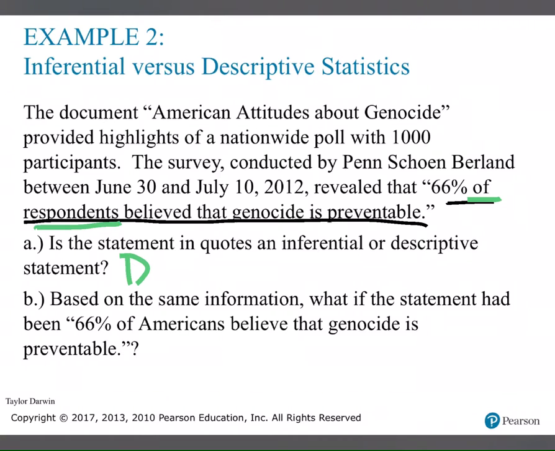It then says, based on the same information, what if the statement had been 66% of Americans believe that genocide is preventable? So the thing that changed, instead of respondents, it said of Americans. So it's extending what we learned from our survey, and it's extending it to everyone that we were talking about, our population, Americans. Because it's extending it to the population, that's going to be inferential statistics. An inferential statistic.